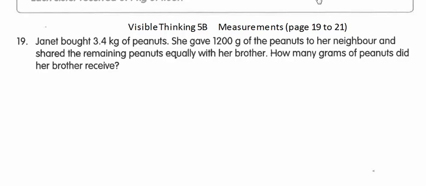Hi everyone, we are doing Visible Thinking 5B. The topic is measurements, and I'm going to go through the questions on page 19 to 21.